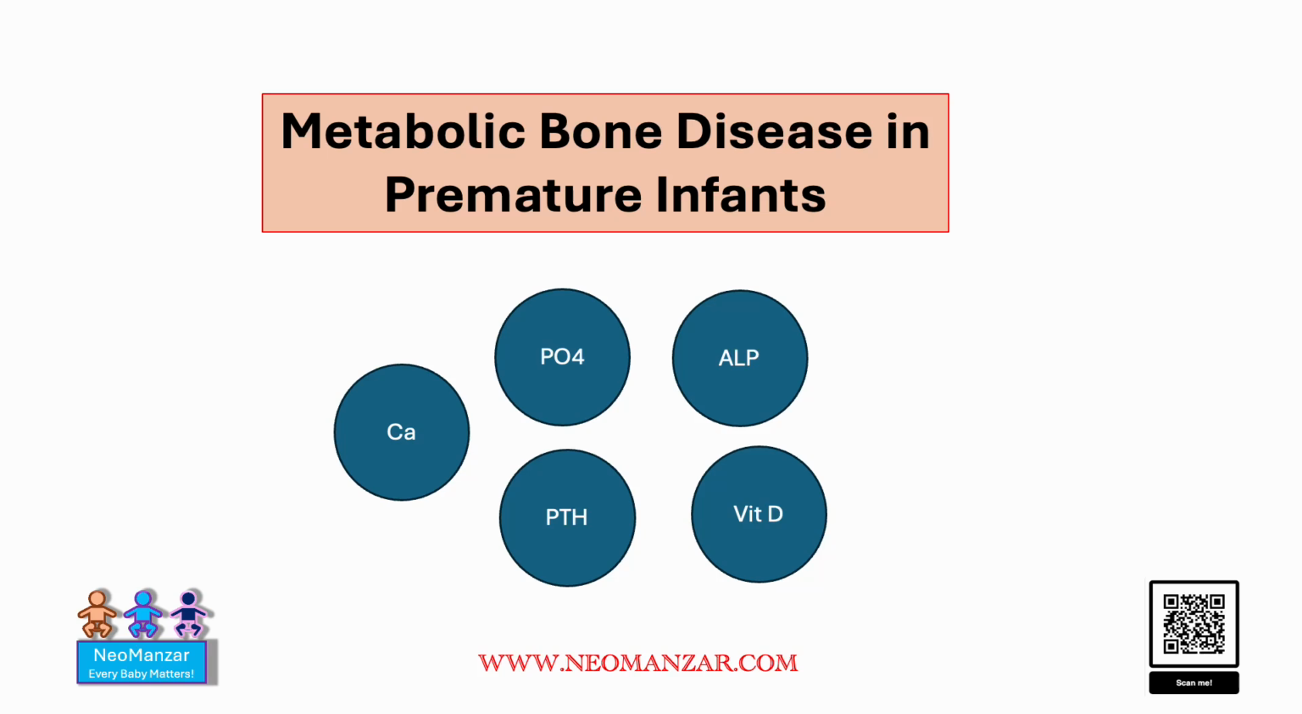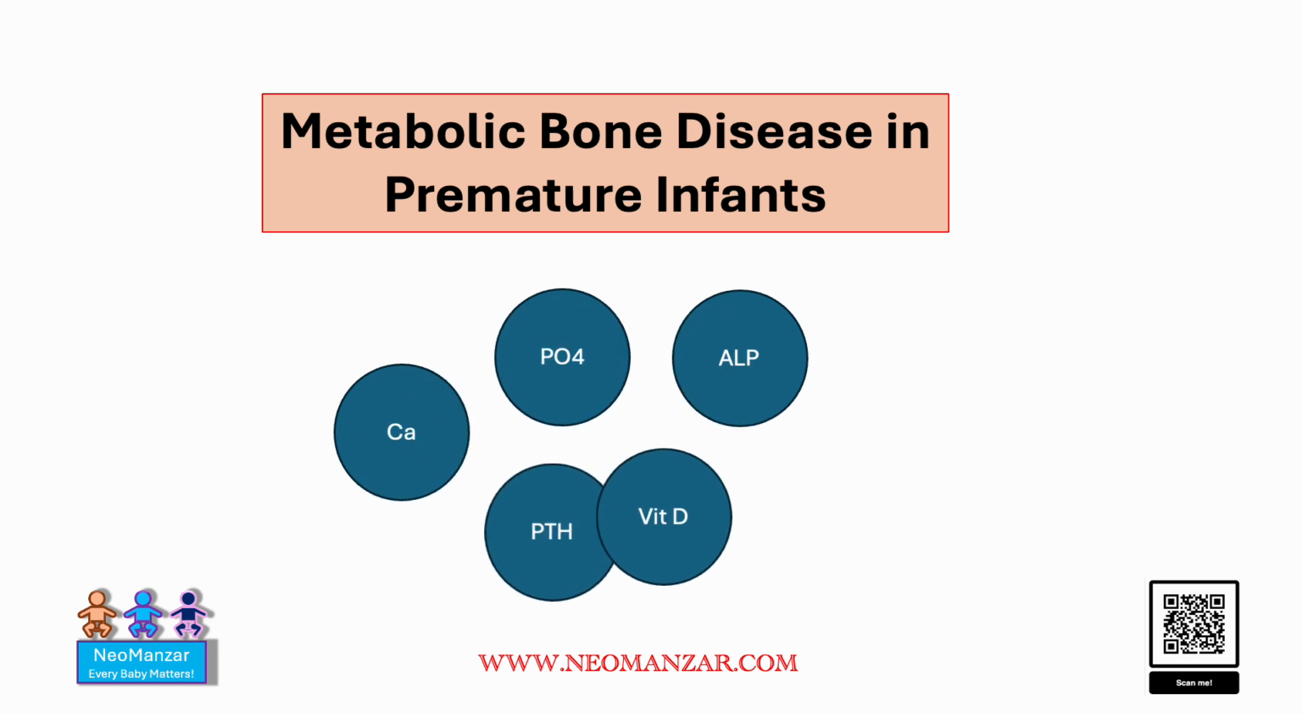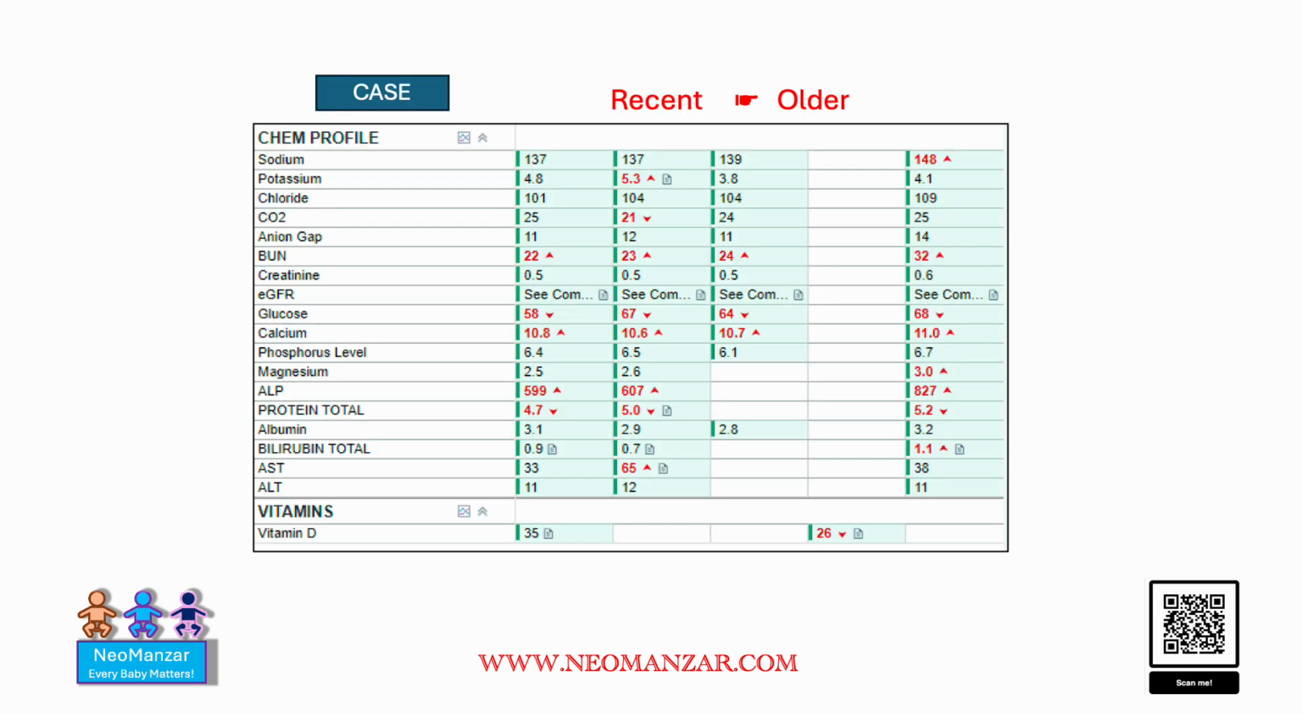Hello everyone, a brief talk about metabolic bone disease in premature infants. As you can see, these five components really interact with each other. PTH basically controls these three, and then vitamin D indirectly does all these parts. So let's start with the case.